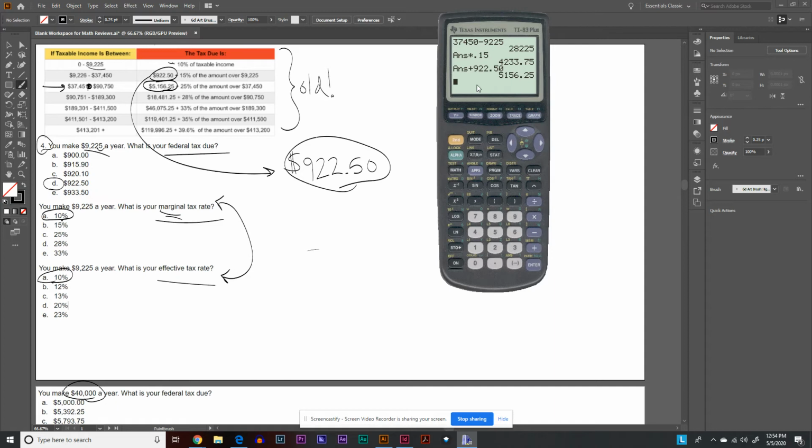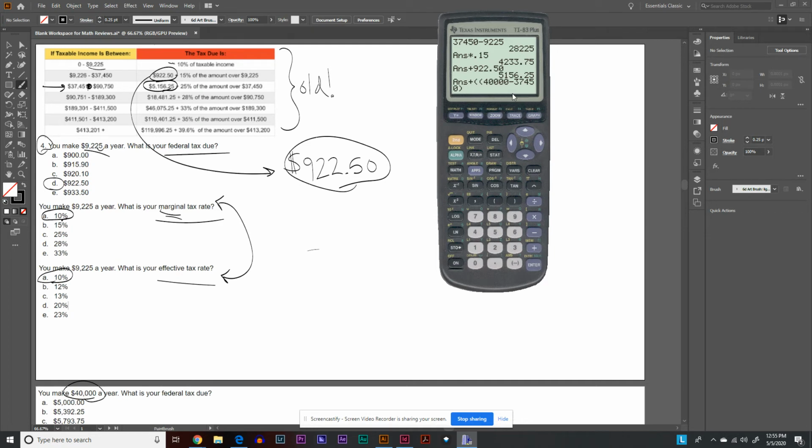And what you'll notice is that the amount that we get is indeed $5,156.25, because on the second $28,225 that we made, we paid 15% tax on it, right? So that's where that number came from. And then what we're going to be adding to this is the amount over $37,450 charged at 25%, right? So all I'm going to do now is take that same value that we had and add the amount over $37,450. Well, the amount that we know we make is $40,000 minus the $37,450.